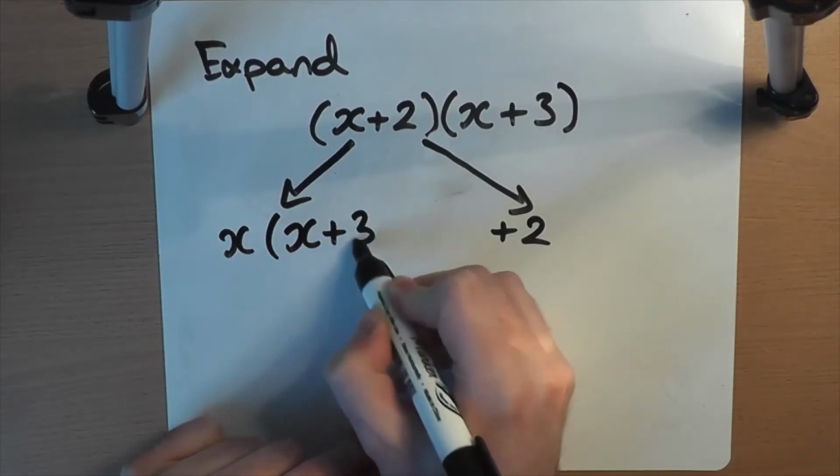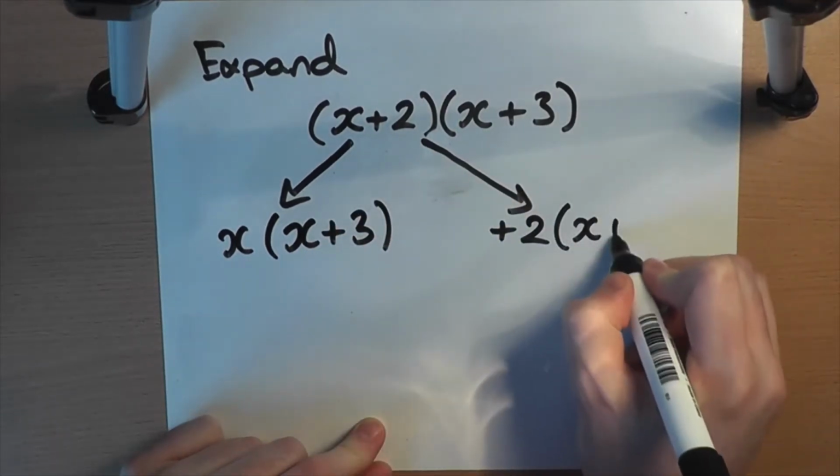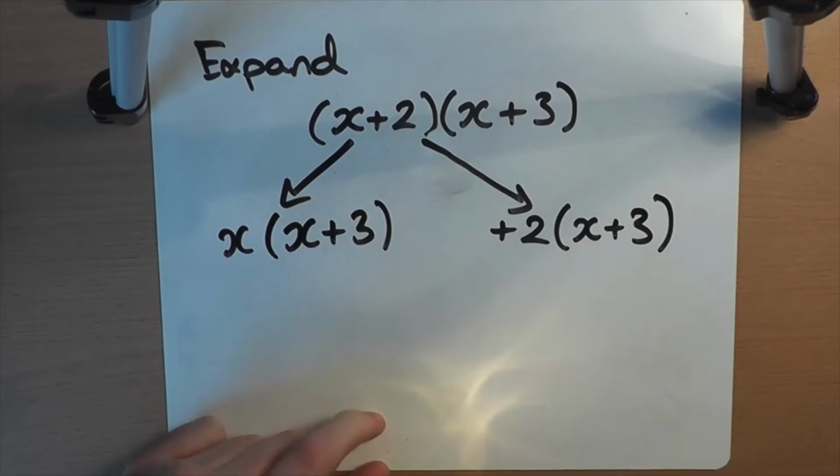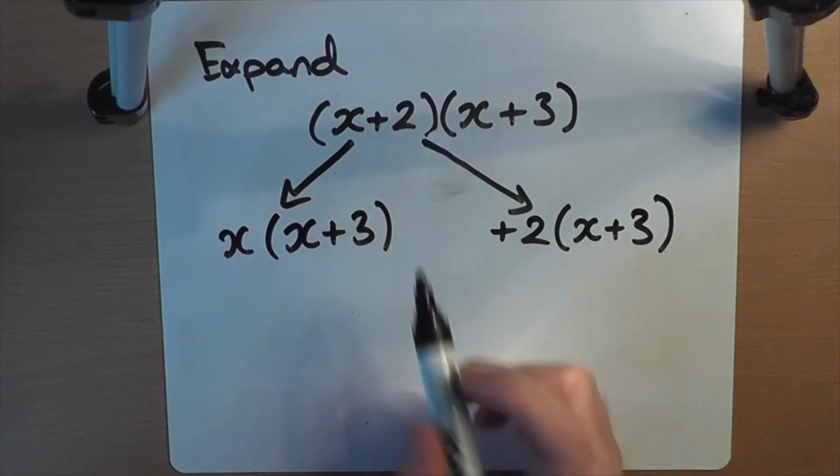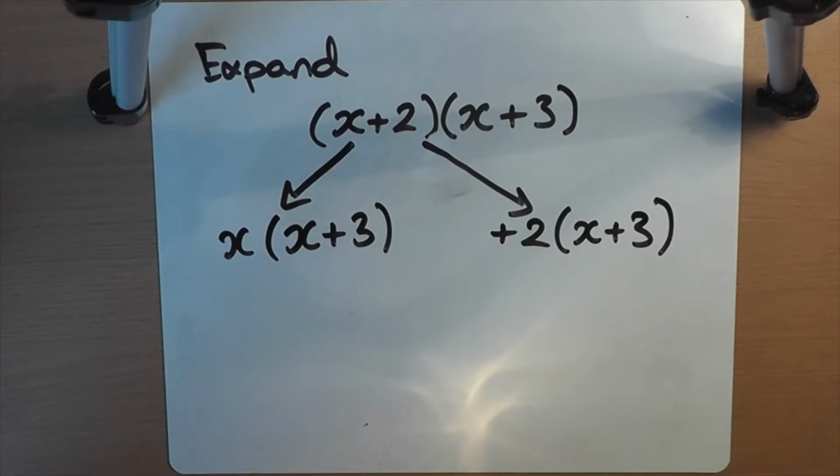I'm then going to slide that second bracket into place next to each of those things. x lots of x plus 3, and the plus 2 lots of x plus 3, which again remember is absolutely fine.